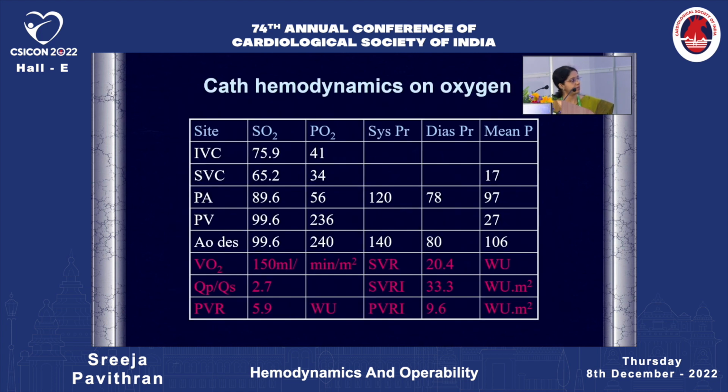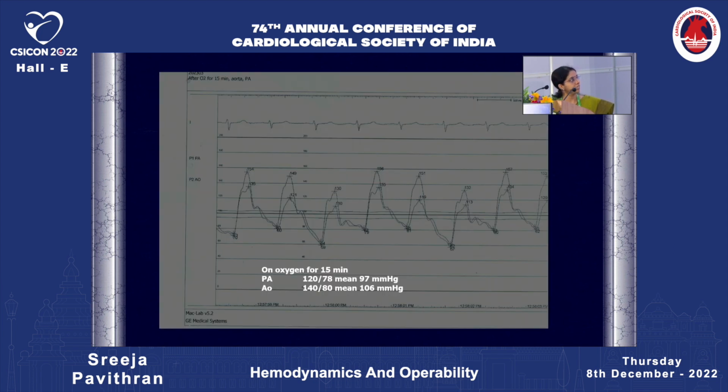Now on oxygen, what happens? There is some increase in the QP/QS to 2.7 and PVRI is still high at 9.6. So when you try to test occlude this ductus, you can see that this is on oxygen. You can see that there is some fall in the pressures in the pulmonary artery, the lower systolic pressure. It is 20 millimeters subsystemic.